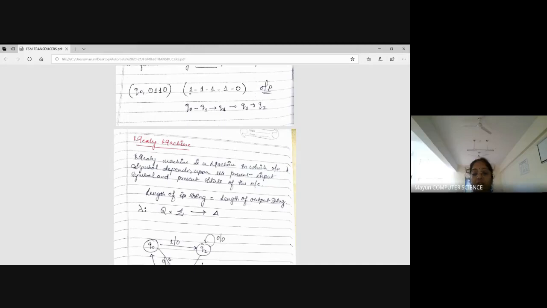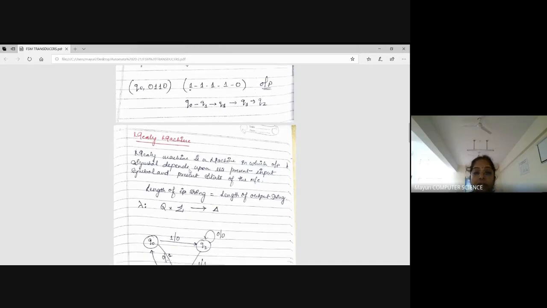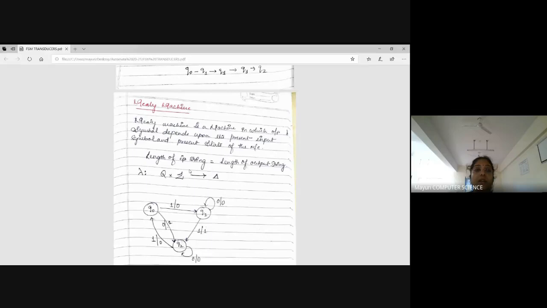But in a Mealy machine, it is not like that. Not each state is associated with output, but every transition is associated with an output. You can see that. I had a transition from Q0 to Q1. Here the output is associated with whom? Input. In a Moore machine, output is associated with each state, but in a Mealy machine, the output is associated with each input. Or else you can say output is associated with each transition. Right?